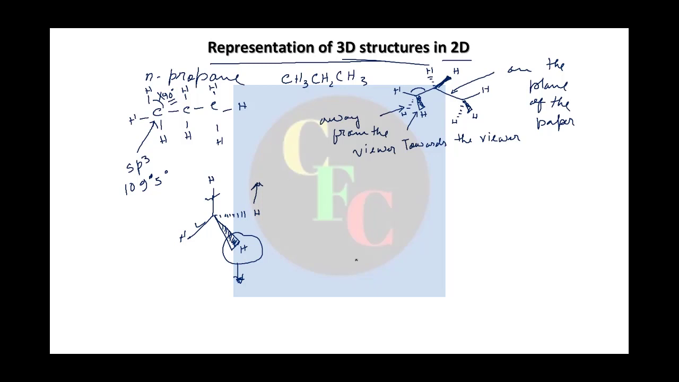Now these are very simple, and next we will see there are two other ways to draw this, and we'll go one by one. First we'll see what I have drawn, which is actually called the sawhorse projection.